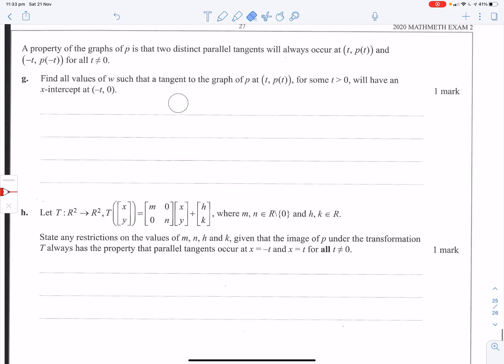So w is equal to negative 5t squared. Find all values of w such that the tangent t is greater than 0. If t is greater than 0, then w will always be less than 0. Because if you put t greater than 0 in there, that's positive, which means that w is always going to be negative. So w has to be less than 0.